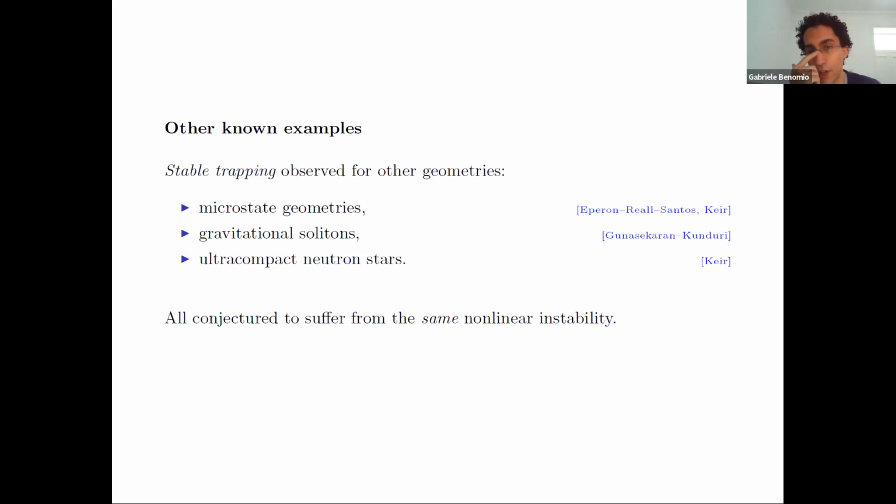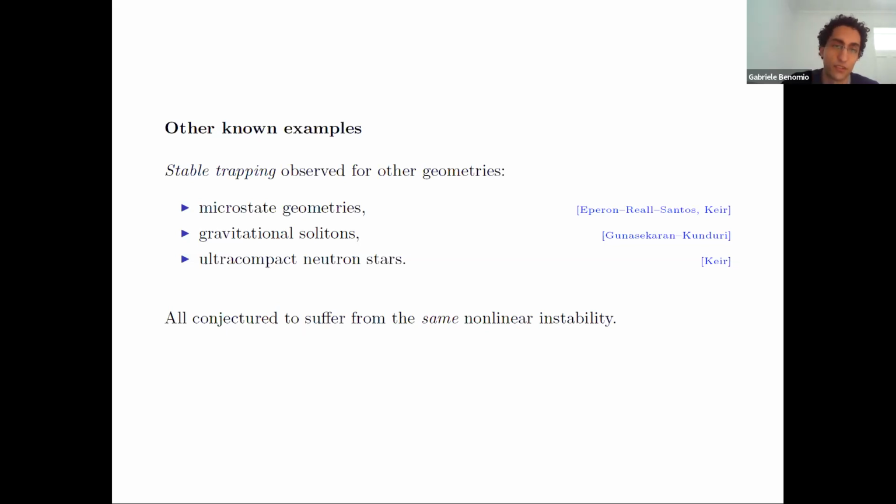Because of the presence of stable trapping on all of these spacetimes, slow decay of linear scalar perturbations has been established. And because of this slow decay, all these spacetimes have been conjectured to suffer from the same kind of nonlinear instability that I discussed before for black rings. So given these diverse geometries for which stable trapping has been observed and for which slow decay has been established, one may conjecture that the slow decay of waves in the presence of stable trapping is a more general and maybe universal phenomenon.